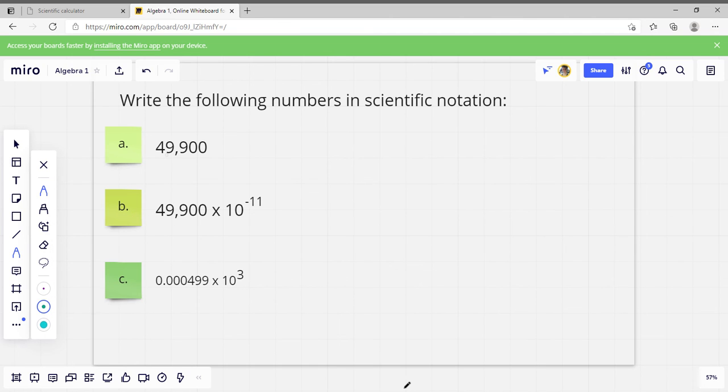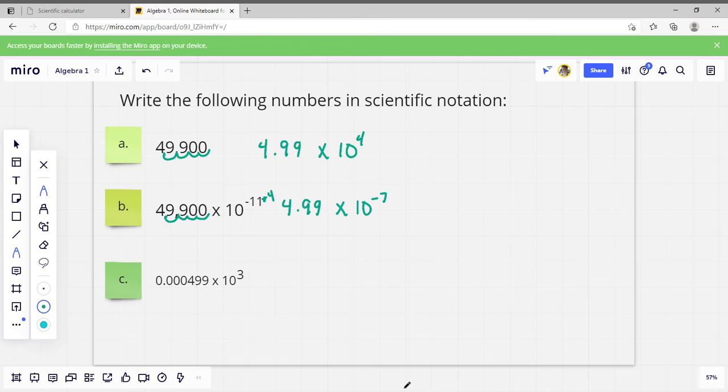Alright, this first one, we're going to want our decimal there, so we'll have 4.99 times 10, and we moved it 1, 2, 3, 4 places, so times 10 to the fourth. This one, we want in the same spot, 4.99, and we moved it 1, 2, 3, 4 places, so positive 4, negative 11, and positive 4 would be negative 7.